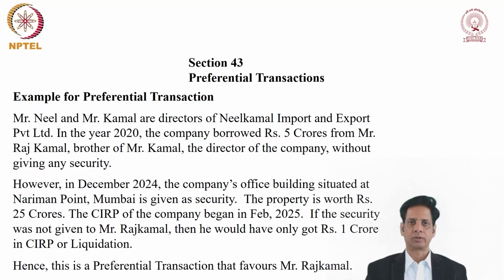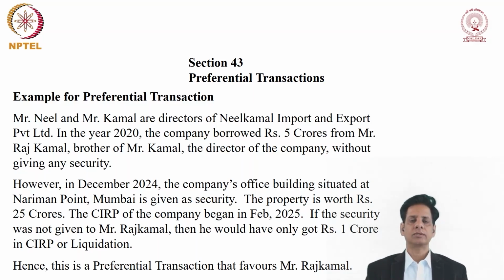This transaction is very important. So the company borrowed money from the brother of a director without giving any security. The brother trusted the company and its prospects and gave a loan of 5 crores, which is a very huge amount. However, in December 2024, the company's office building situated at Nariman Point, Mumbai, is given as a security. So, in case the money is not repaid to Mr. Raj Kamal, then Mr. Rajkamal can recover the money from the security created on that property. This is the whole idea.